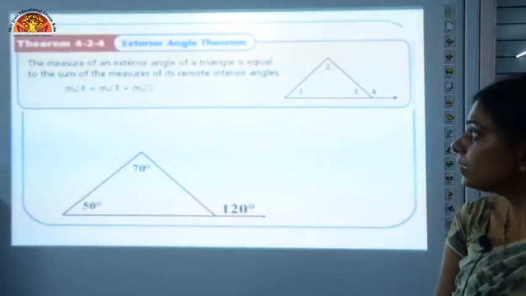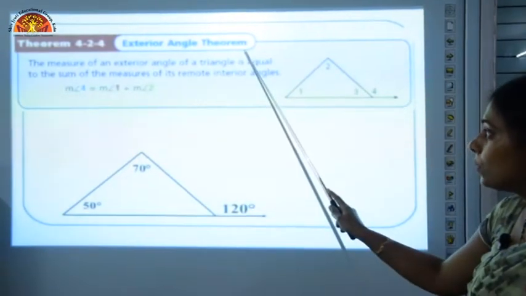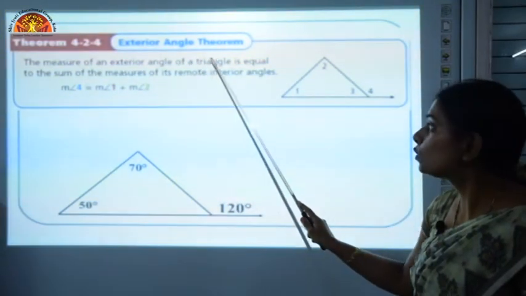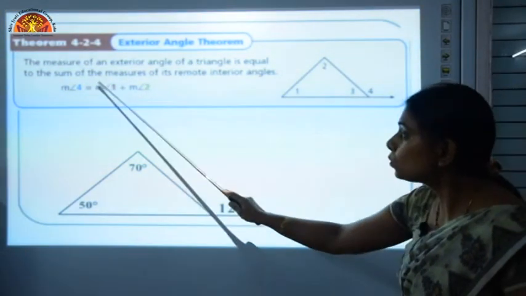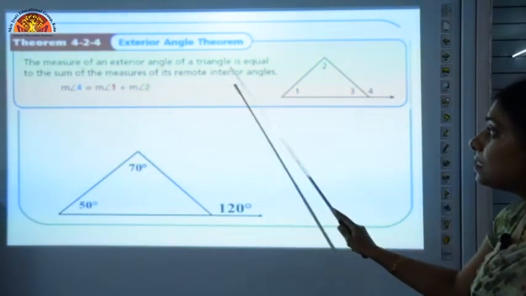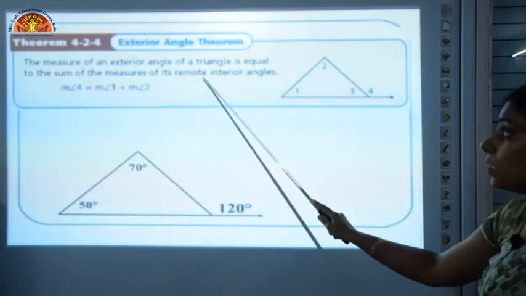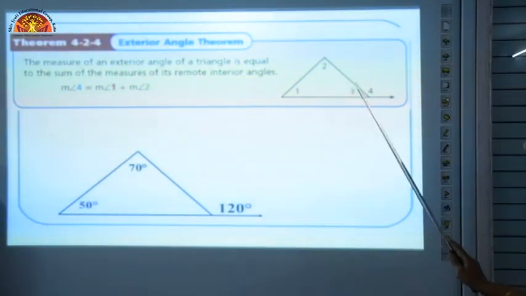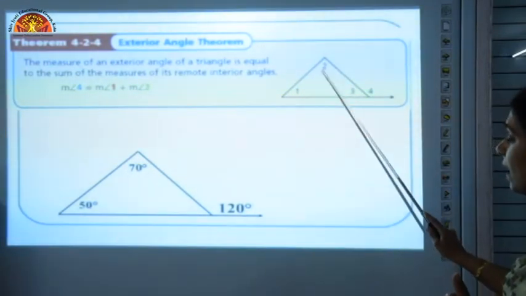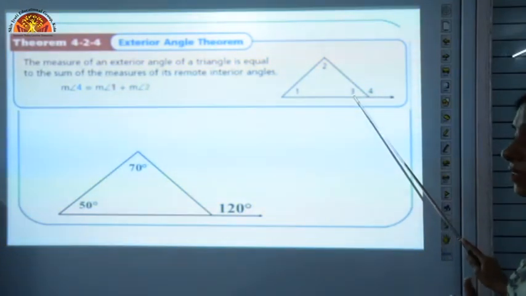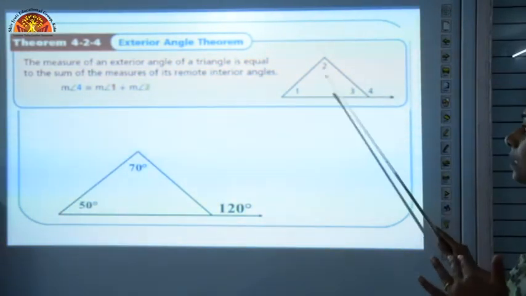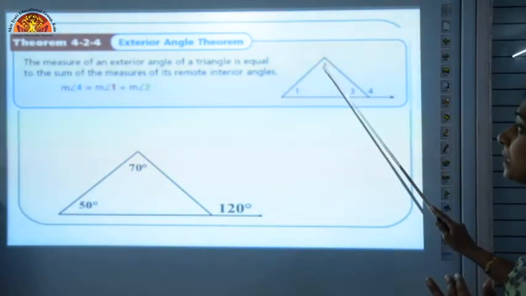Now just see children, exterior angle theorem. The measure of an exterior angle of a triangle is equal to the sum of the measures of its remote interior angles. Just see the word remote is used here. Why remote? You can say that in this figure, see the figure over here, there are three interior angles, that is angle 1, angle 2 and angle 3 are interior angles, and as per the property of the exterior angle is equals to the sum of the remote interior angles.